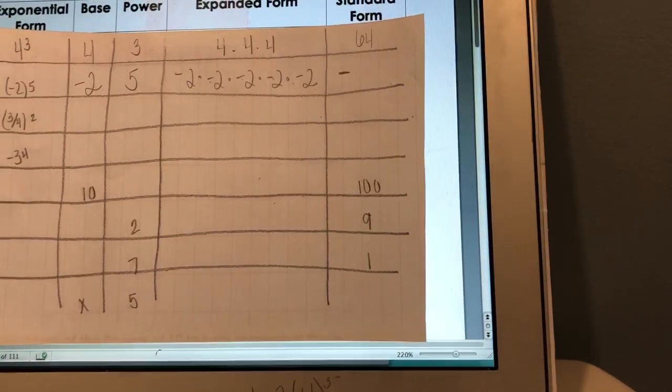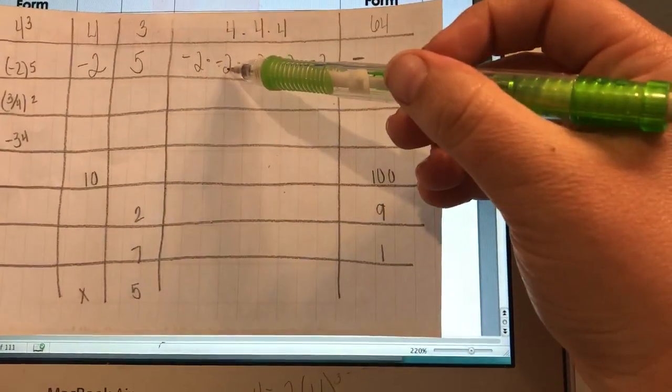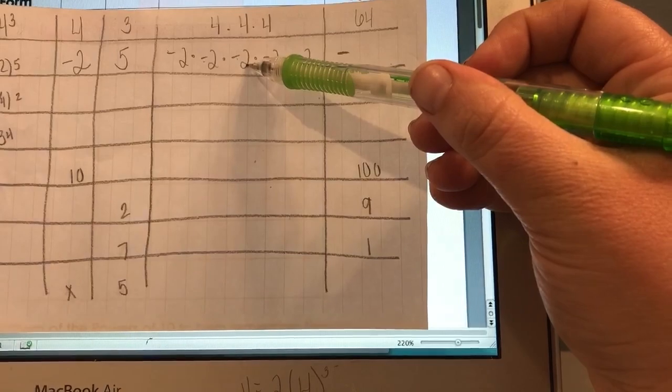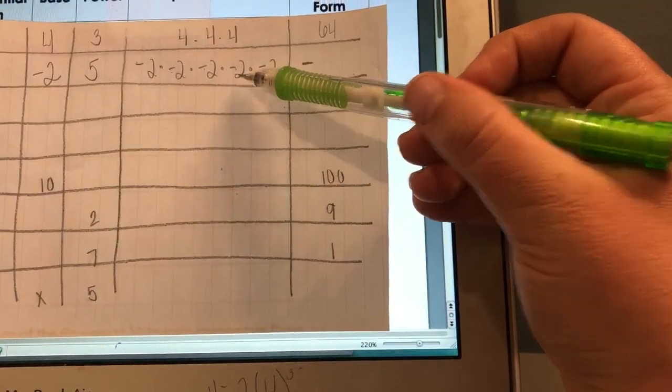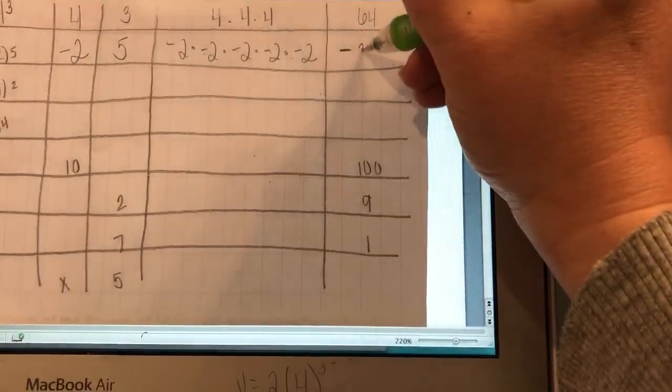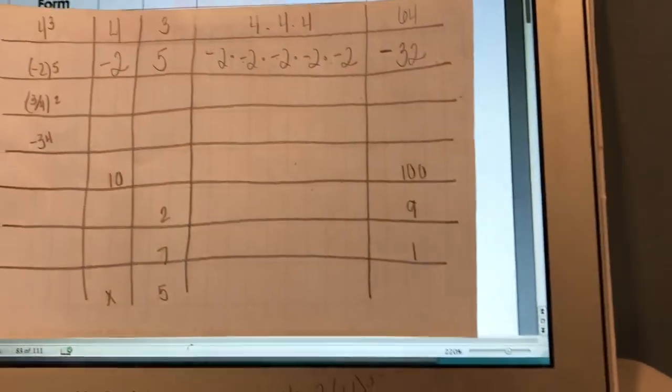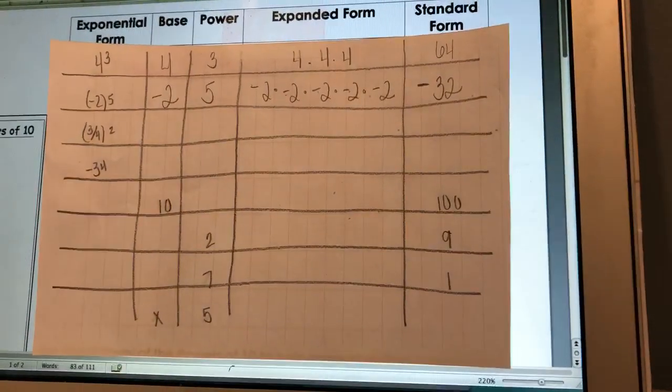And the actual number here is going to be 2 times 2 is 4, times 2 is 8, times 2 is 16, times 2 is 32. So I have -32 as my standard form there.